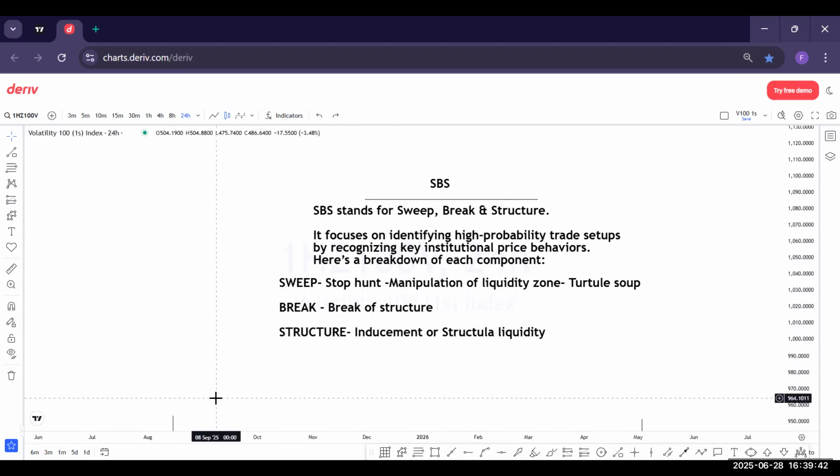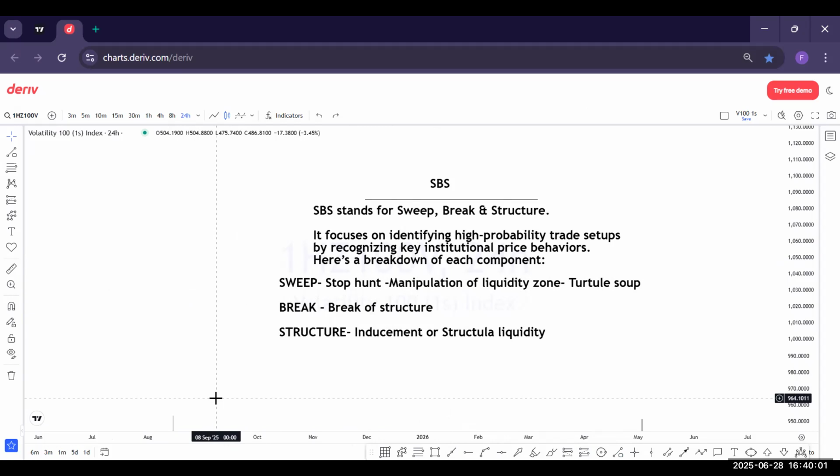Now, talking about the break of structure, very simple, it is a market structure shift. For price to break one level to the other, just know that there's a change and there's a reason why price has to break structure. It means price has the intention of moving from one point to the other.